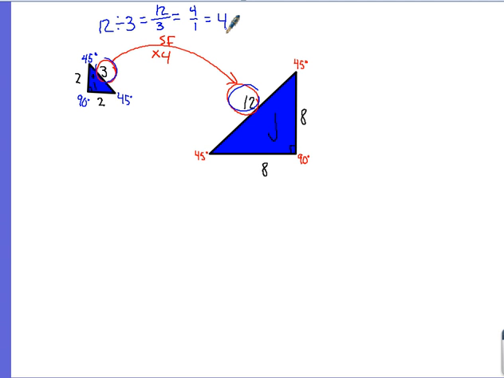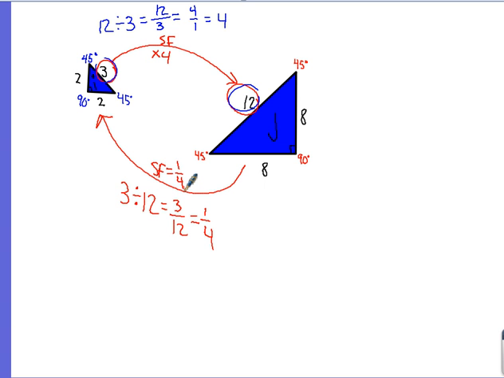Now remember, to find the other scale factor, going big to small, we simply do division in the opposite direction. So instead of doing 12 divided by 3, we're going to go 3 divided by 12. 3 divided by 12 is the same as 3 over 12. This simplifies to 1/4, and therefore has a scale factor of 1/4.